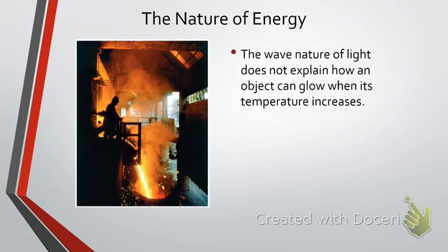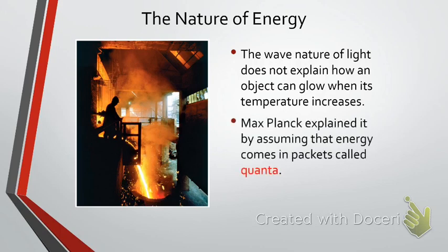Now, the wave nature of light doesn't explain how an object glows when its temperature increases. So you've seen molten lava or molten metals, or the old electric burners on the stove, and how they glow. Max Planck explained that this energy comes in packets called quanta, and the singular version of quanta is quantum. These are really small packets of energy that can be given off by light.